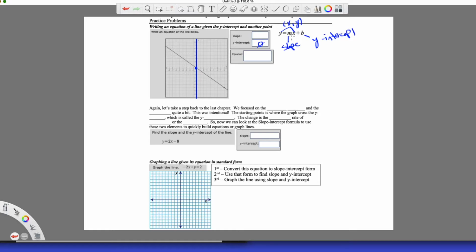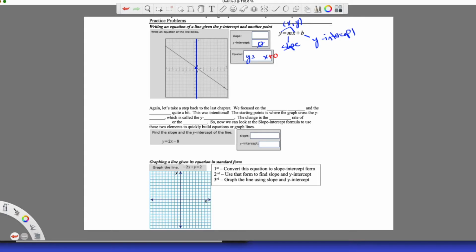I need to know what my slope is in order to write this equation, because x and y stay x and y in the equation. The only thing that's going to change are the slope and the y-intercept. So it's going to be plus 0, and I need to know what my slope is. So I need to know, to get from here to here, what is my slope.